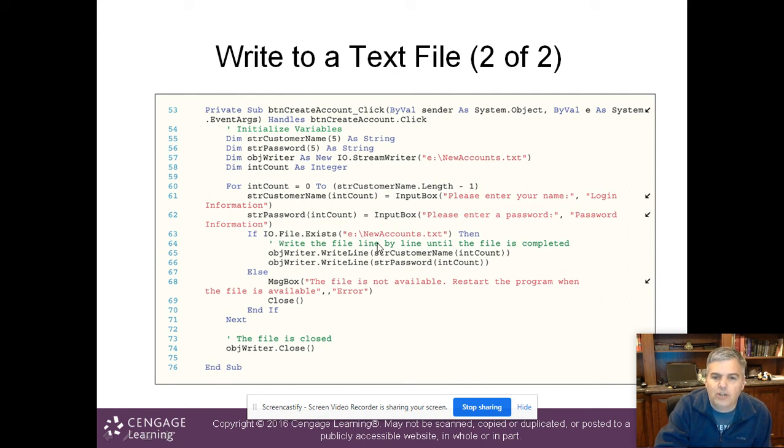And then we're going to check that we're able to create that file. And then we're going to use object writer write line, and we're going to write that customer name that we accepted back here into our file. And then if the file wasn't available, we're going to display a message box, and we're going to loop again, and we're going to get the next name. So we're going to just be accepting 5 customer names and passwords and write into a file.